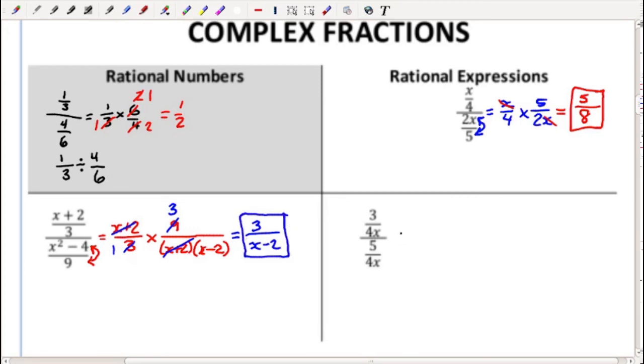Maybe try this one, flip the bottom fraction. So I've got 3 over 4x times 4x over 5. Look at that. 4x and 4x, they can cancel directly. That's kind of nice. And then I've got just 3 over 5. So again, complex fractions, not a big deal. Just remember they're another form of writing a division problem.